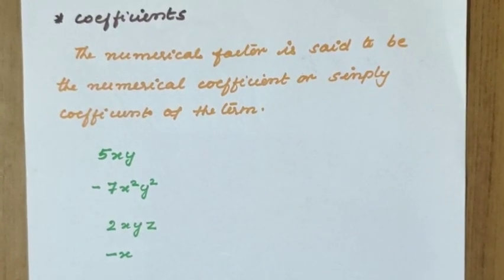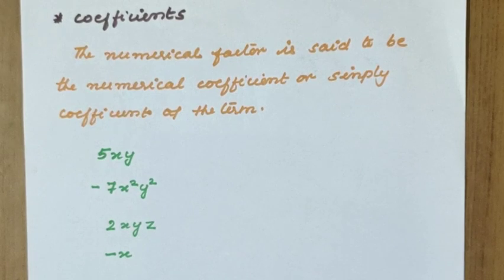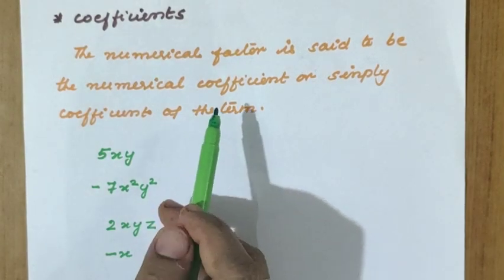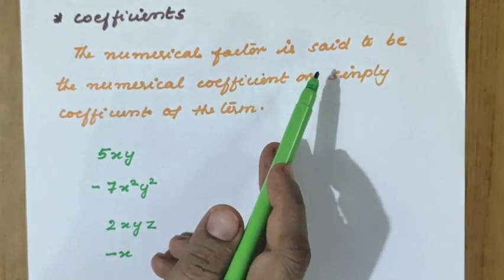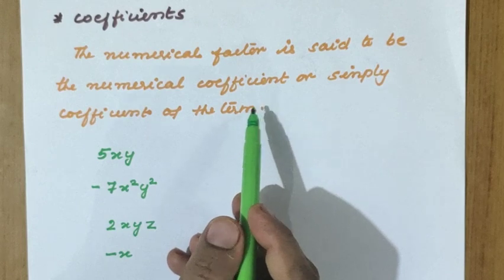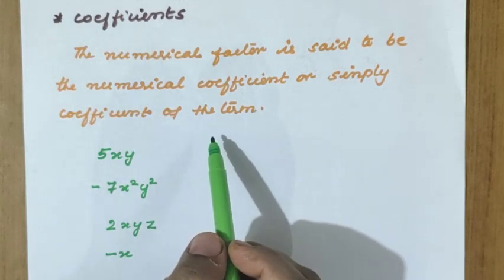Next topic is coefficients. We have learned that expressions contain terms, and terms are products of factors only. Out of these factors, some can be numerical and some can be algebraic. Now let us see what is the meaning of coefficient. The numerical factor is said to be the numerical coefficient, or simply the coefficient of the term.